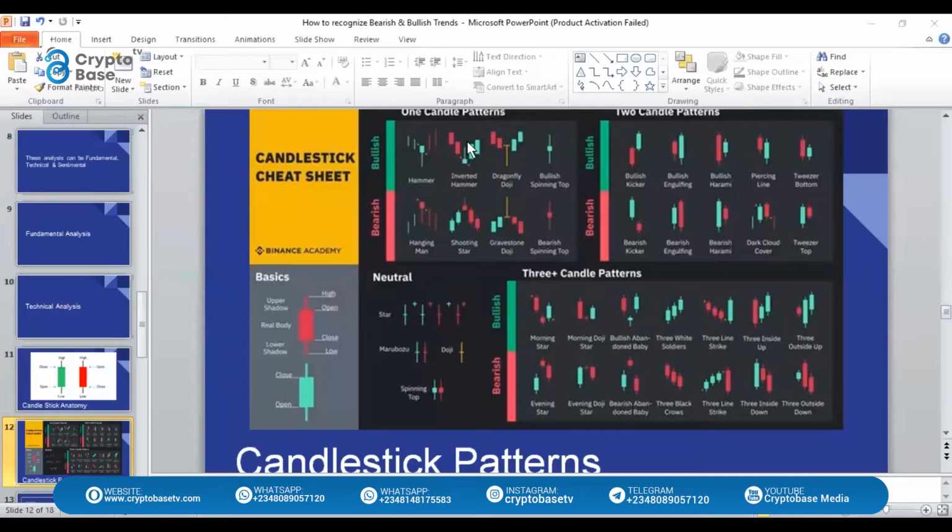Look at the place where I'm putting my pointer. For example, this is where I'm putting my cursor. If a hammerhead happens at exactly this point in a downtrend in a chart, okay, let me use my pointer so you guys can understand clearly.